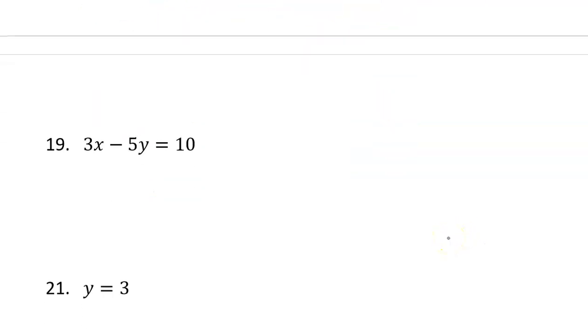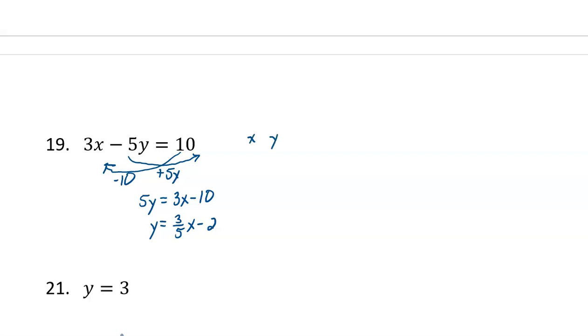Number 19, the equation has not yet been solved for y. So first step, add the 5y to move it to the right side. And while you're doing that, make the 10 move to the left side by subtracting 10. That's going to make 5y equals 3x minus 10. Now divide by 5. y equals 3/5 x minus 2. Now we can make an xy table.